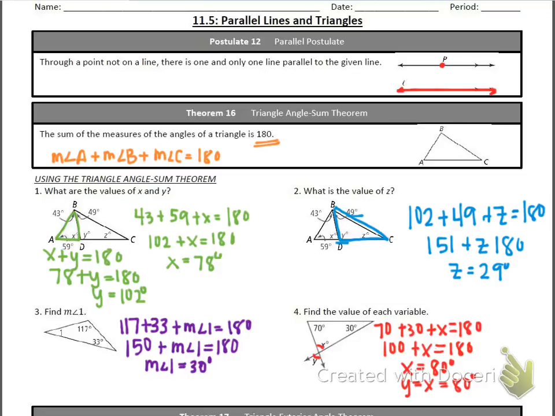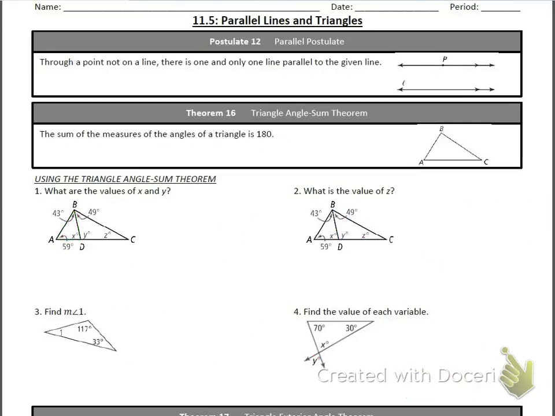Okay, so we have one last theorem. Sorry, Jenna. Last theorem is the triangle exterior sum theorem.